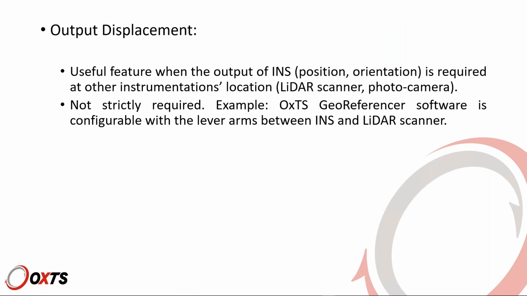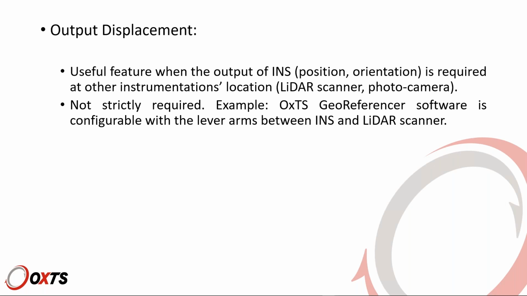Another feature that might come handy at times is output displacement. So it means that instead of having all of your output, position, orientation, so on, at the INS location, you can have it at a chosen spot on the drone. For example, at the position of your instrumentation, your LiDAR or your camera, if you wanted. You don't have to do that. The system would work perfectly fine regardless, but sometimes it can come handy.